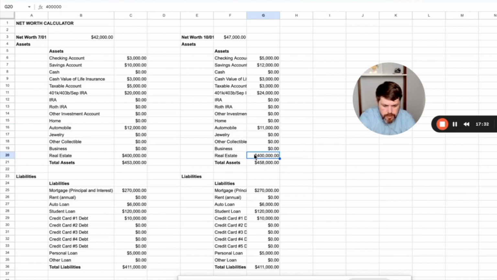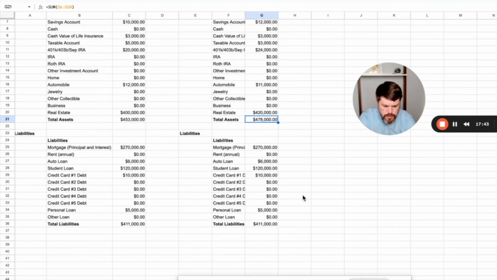And then let's say the real estate value has gone up, so now it's 420,123. And so that's a little higher. And now let's say this is 268,000. Student loans, 119.